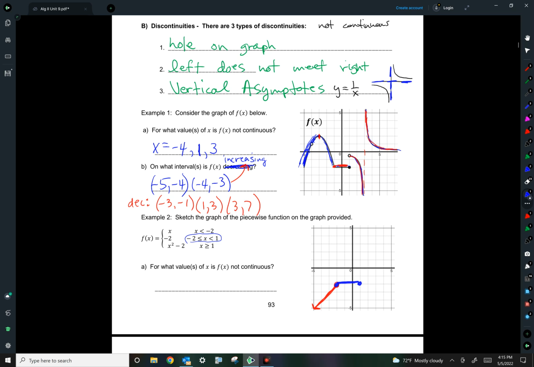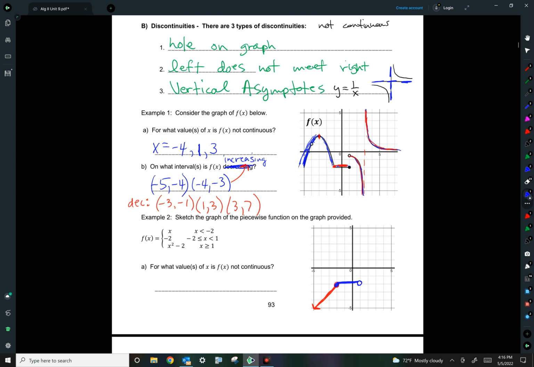So now let's think about if I should include my endpoints or not. Well, there's an equal to on the -2 side, so I'm going to keep that as a solid dot, and that solid dot is filling in what used to be an open circle. But on the other side, when x is 1, there is no equal to, so there should be an open circle over on the x equals 1 side.